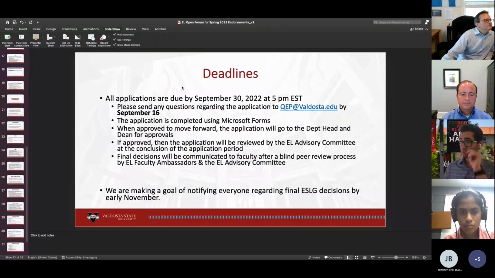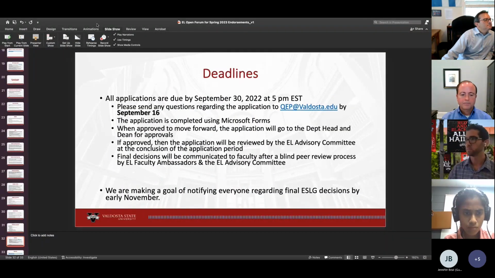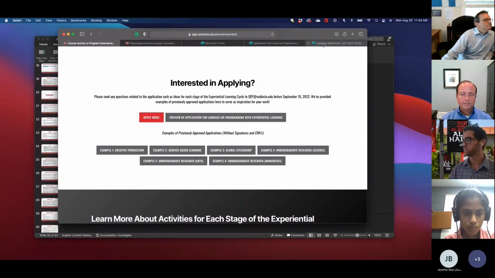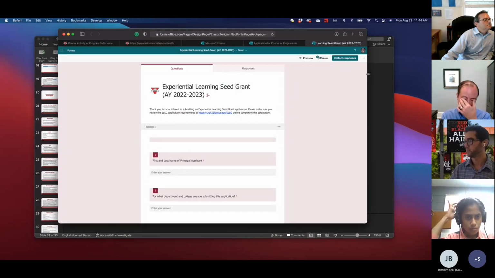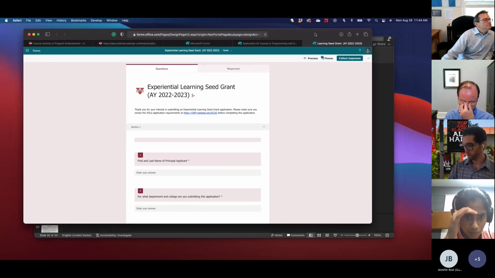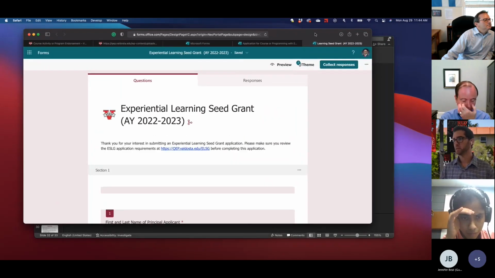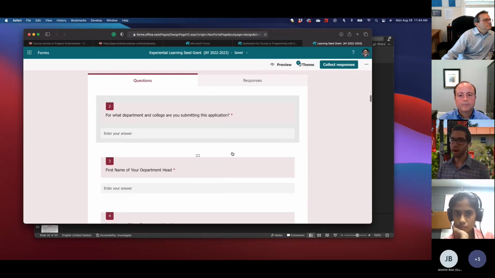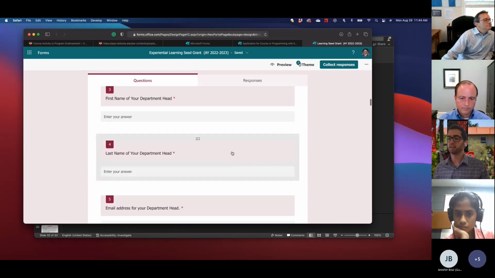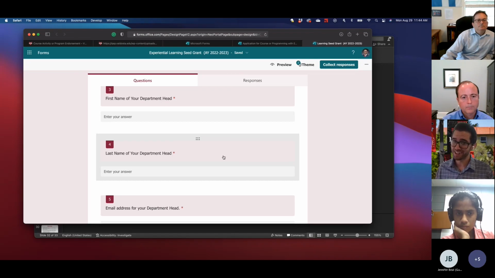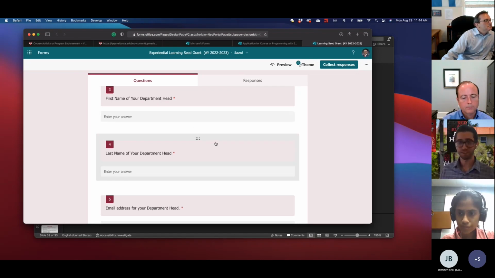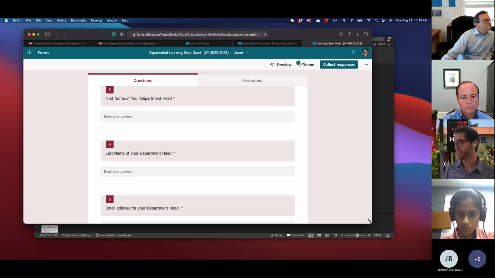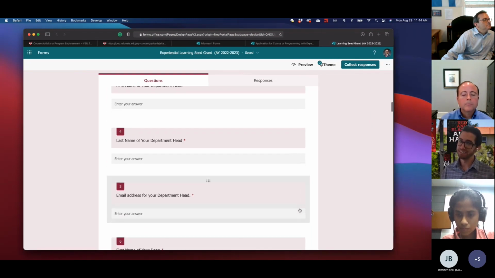Okay, so let me just show you really quick the Microsoft Forms part for the seed grant. With the seed grant, and I will make this bigger for everybody, again, it's similar to the endorsement application where I asked about the principal applicant. It's going to ask about your department head and your dean. Please make sure to check this information and the email address in advance, because there's some automation I've built in the background and I'll try to catch typos, but sometimes I don't.